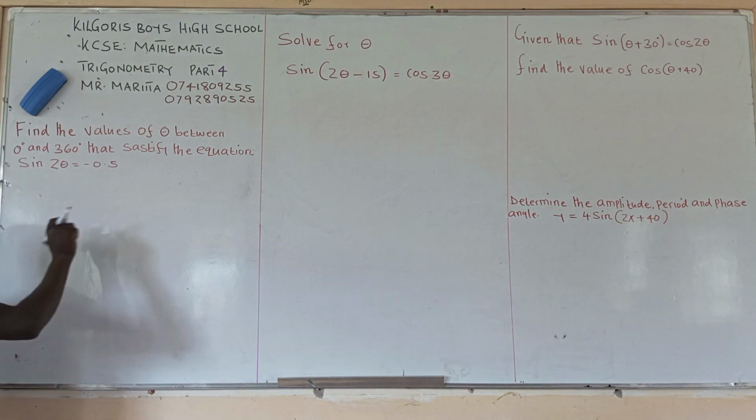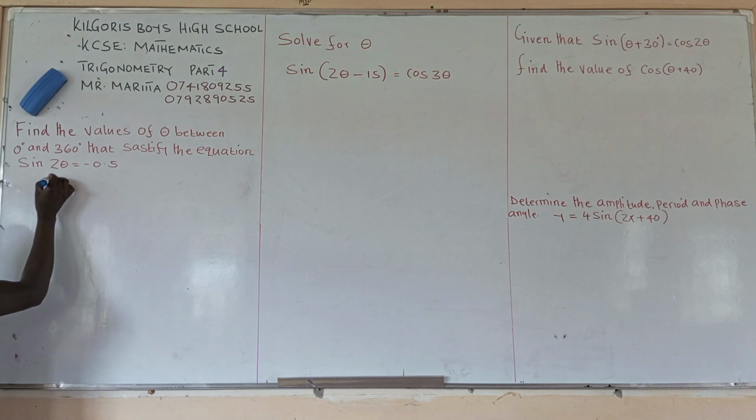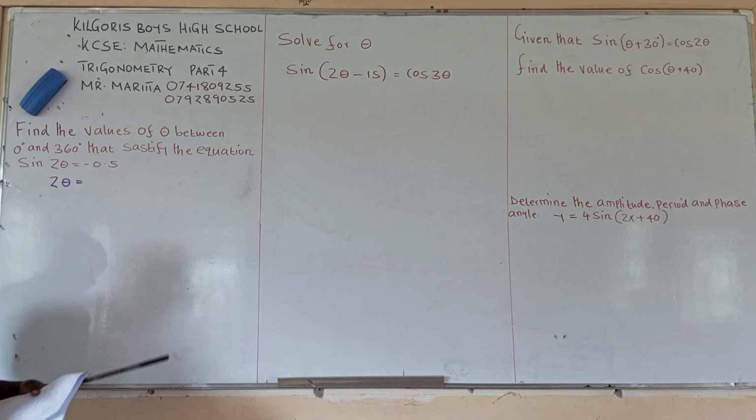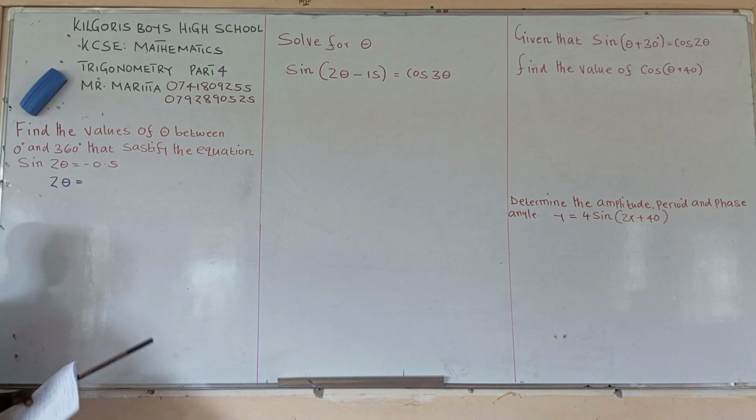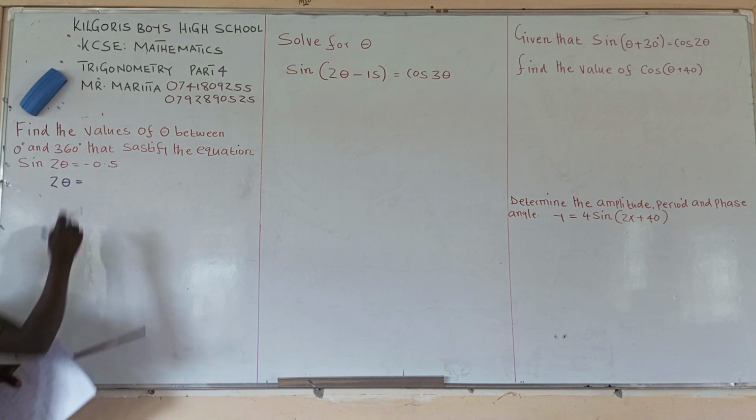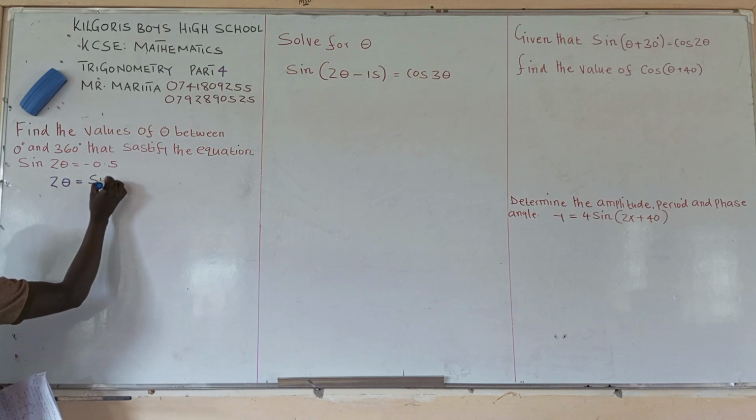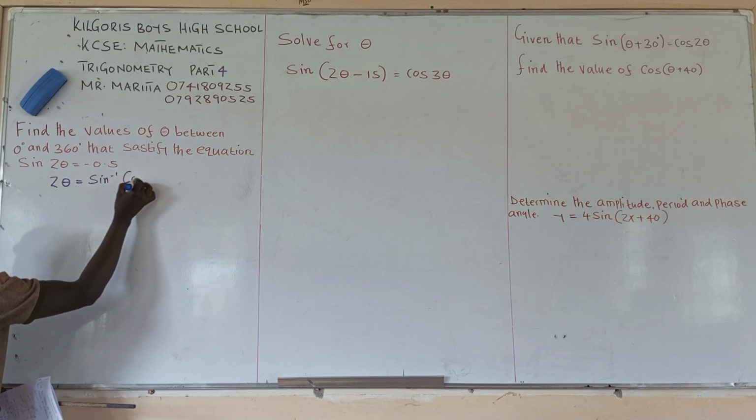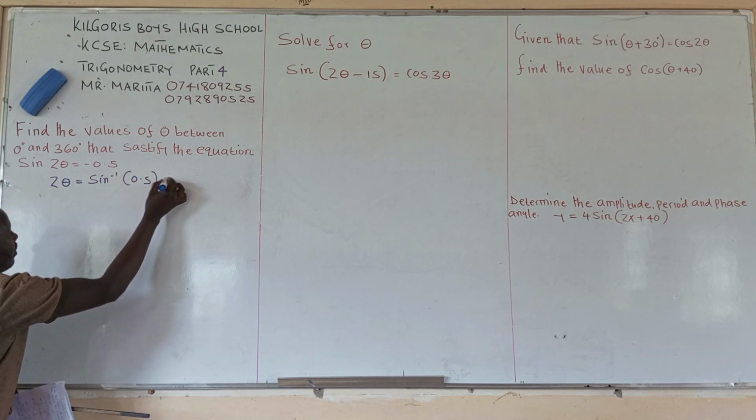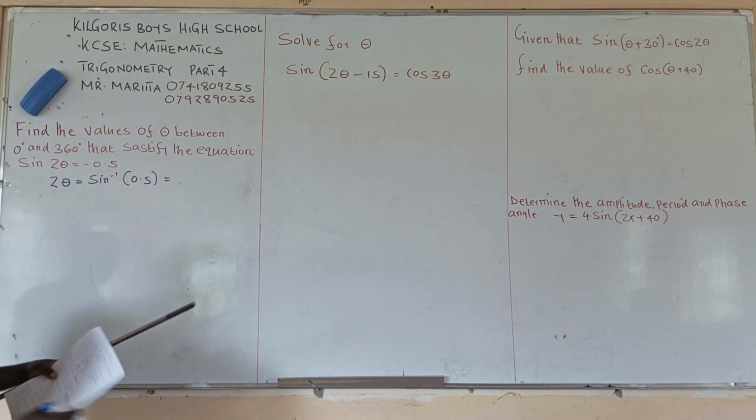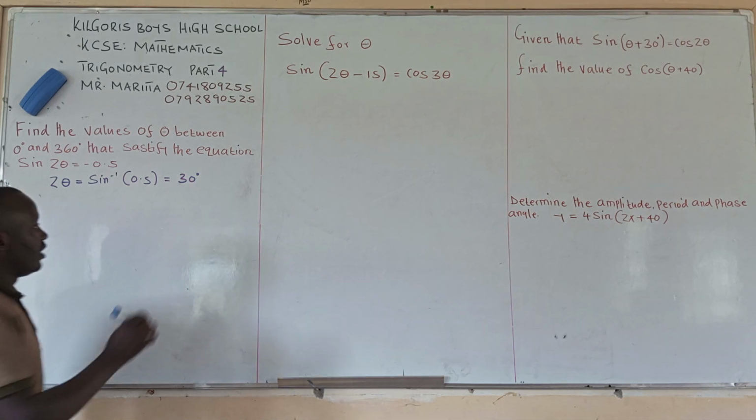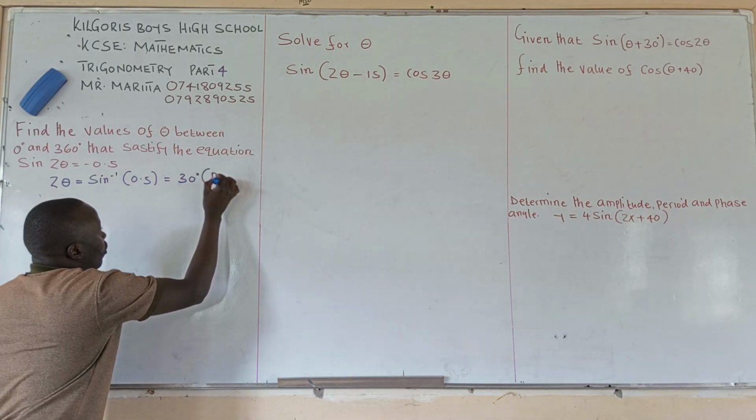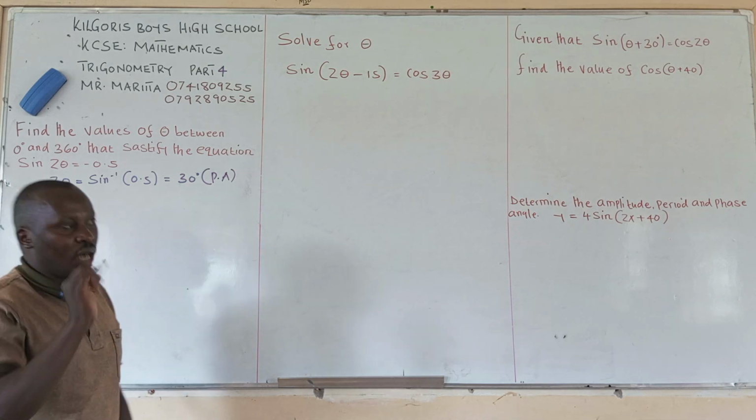From finding the sine inverse on both sides, we remain with 2 theta equivalent to the sine inverse of 0.5. Just leave the negative first and deal with the 0.5. The sine inverse of 0.5 gives us 30 degrees. This 30 degrees is our principal angle.